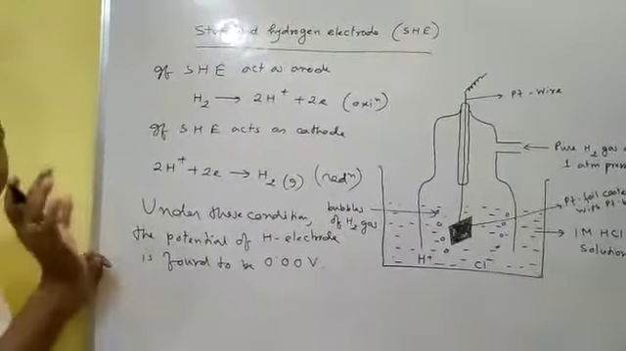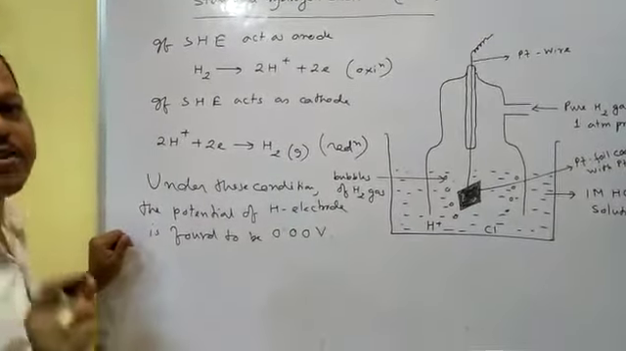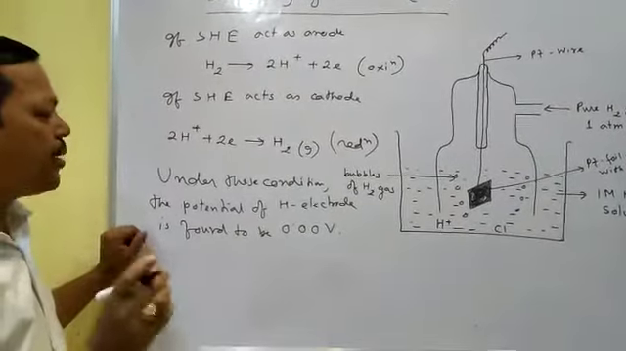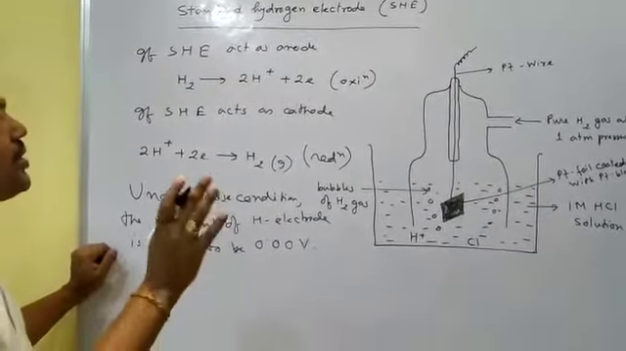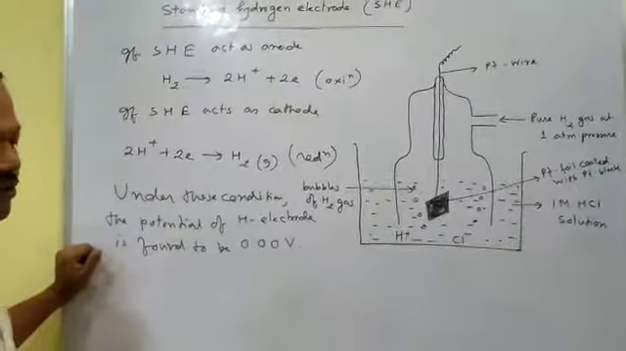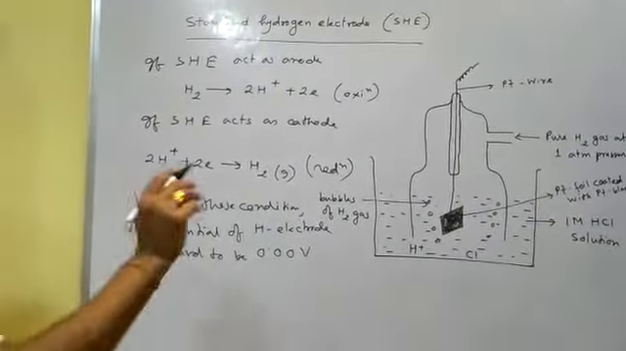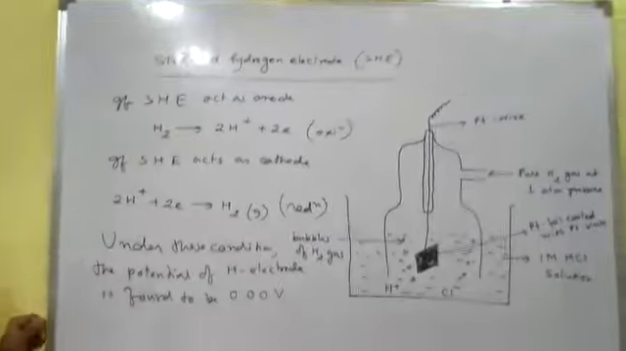So that is why if SHE is given, if the hydrogen electrode is given, the potential you always have to consider as 0.00 volt. So this is about the standard hydrogen electrode. Now, what is the use of this standard hydrogen electrode?